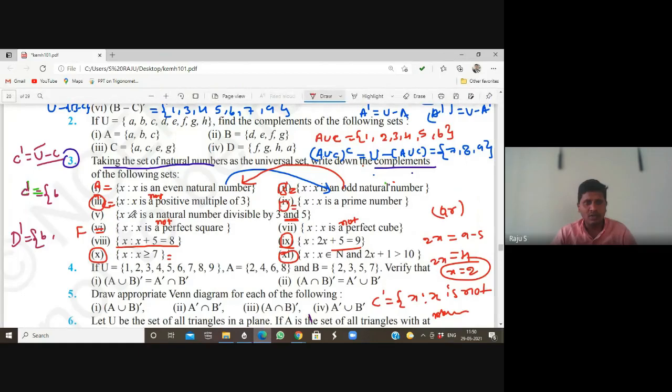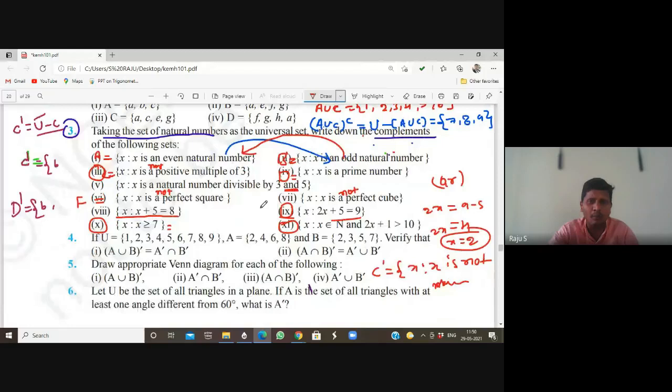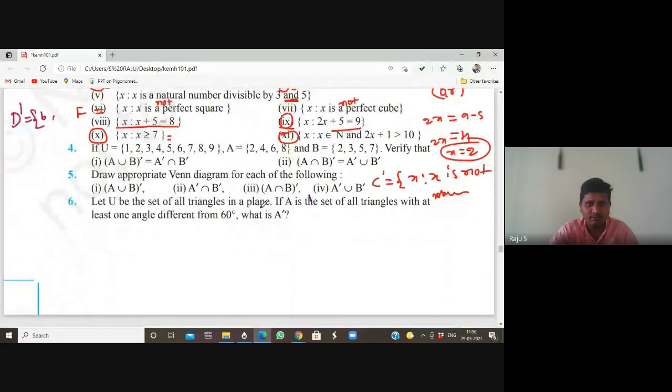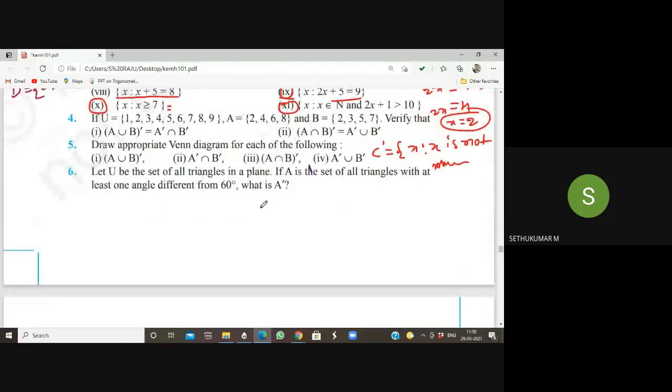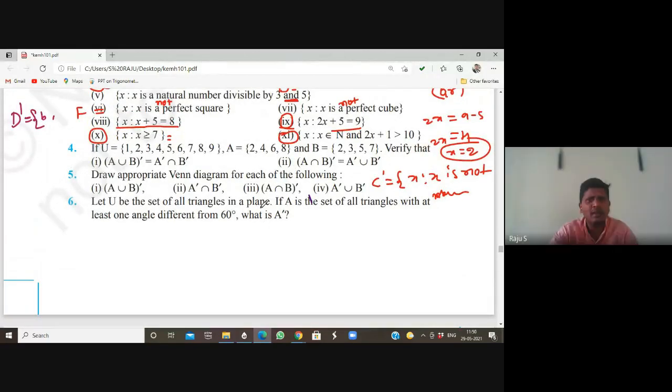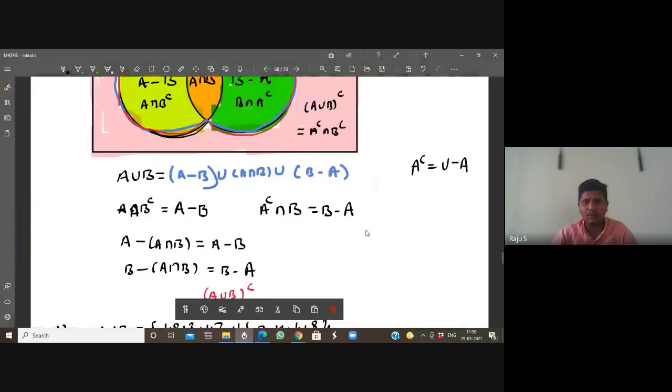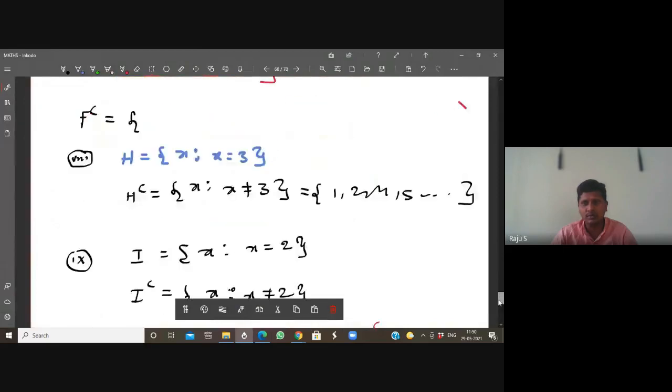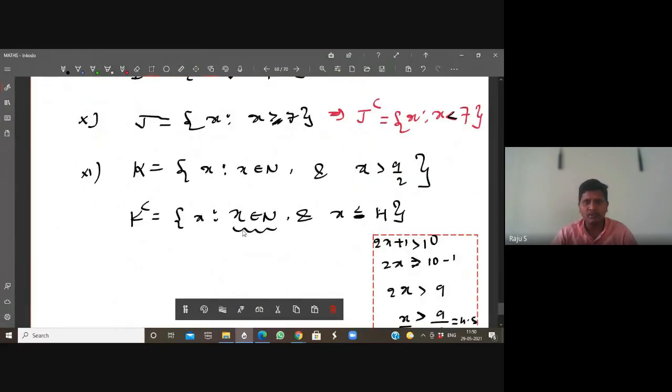Any doubts in question number 3? Any subdivision is doubt? You can easily write the complements. Is x an element or not an element of N? This is an element of N. X belongs to N, and its complement also belongs to N. But what is x here? Lesser than or equal to 4. That's it.